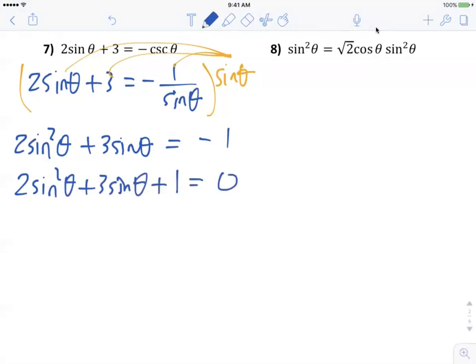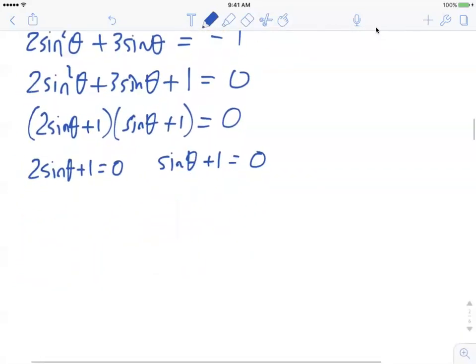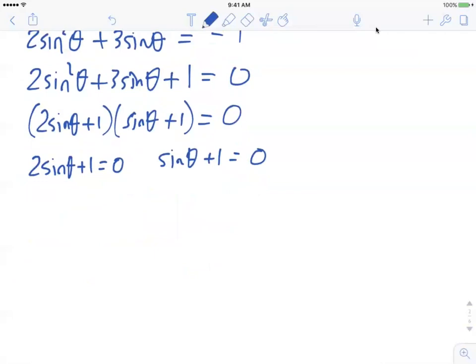And that one looks similar to the one we just factored, except for everything is positive. So this is going to factor into 2 sine theta plus 1 and sine theta plus 1. Break it up. So each one set equal to 0. Okay, and then solve for sine theta. Do that on each one.